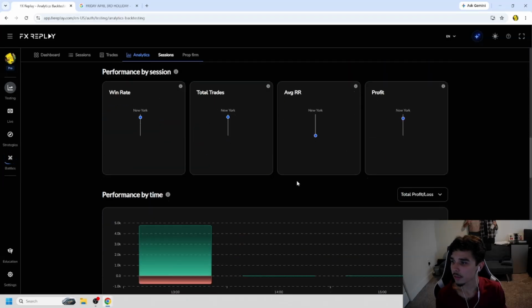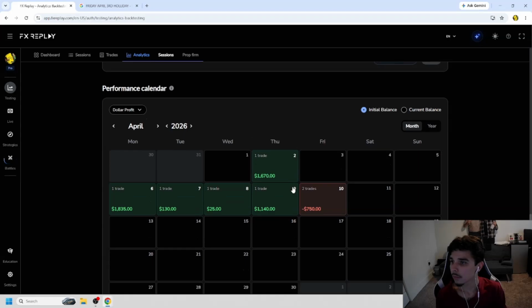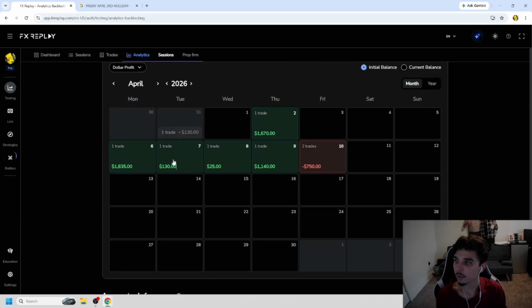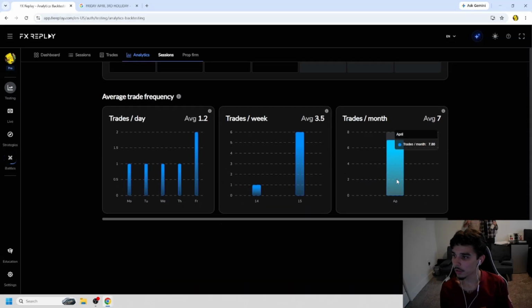Here's the statistics. 1600, 1800, 130, 25, 1114, and then we ended with minus 750. In this entire week, we didn't even trade. This was a winning trade. I trailed my stops too aggressively and got stopped out, but if I just went break even, this was a winning trade. So yeah, overall pretty solid statistics.